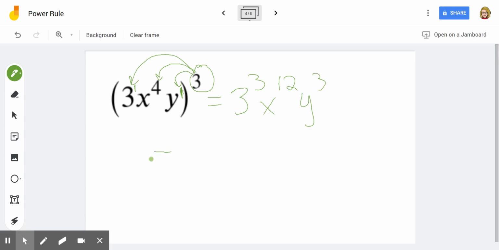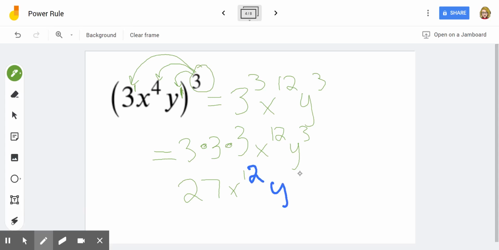Okay, from here, 3 cubed means 3 times 3 times 3, x to the 12th, y cubed. 3 times 3 is 9, times 3 is 27. So my final answer is 27 x to the 12th y cubed is my final answer there.